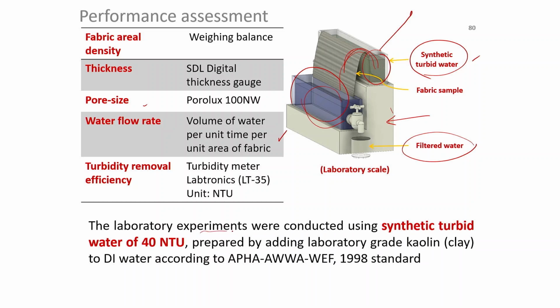So, the laboratory experiments were conducted using synthetic turbid water of 40 NTU prepared by adding laboratory grade clay, kaolin, to deionized water according to some standard. So, that is the system we have followed. Now, after all this we have collected the water, and we have measured the filtration rate, the water flow rate with time, and also the turbidity of the clean water.